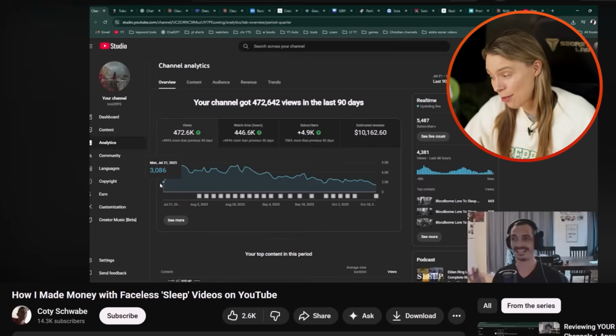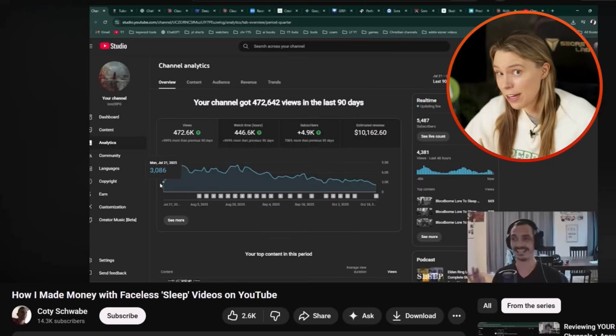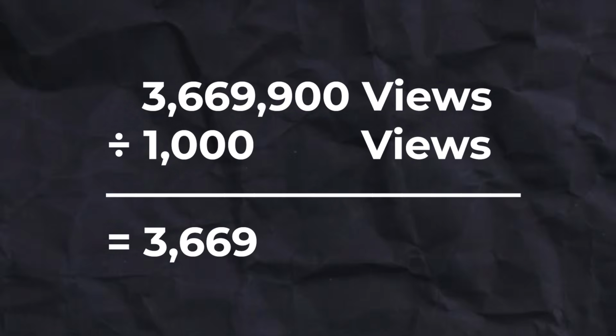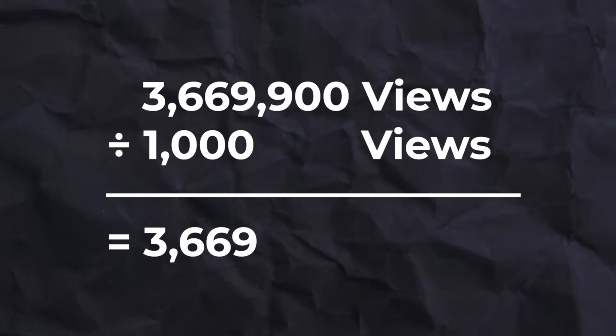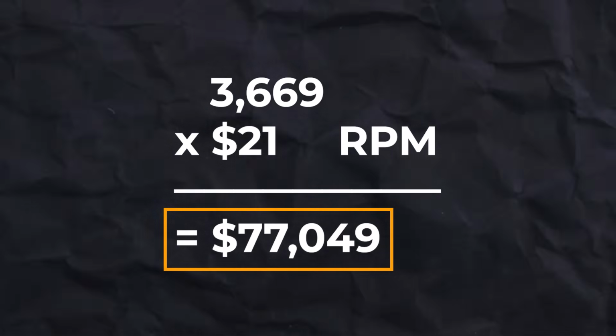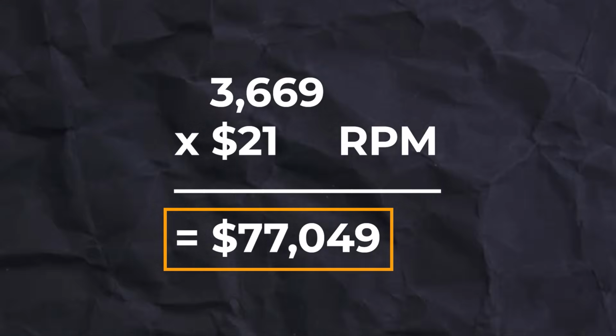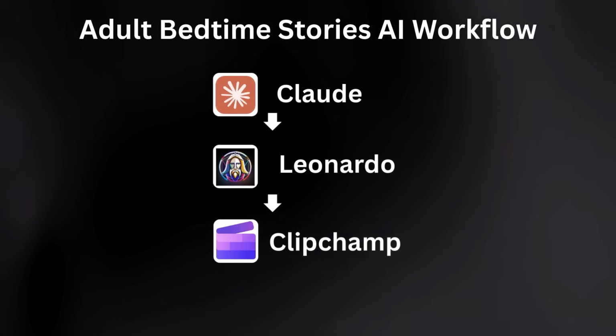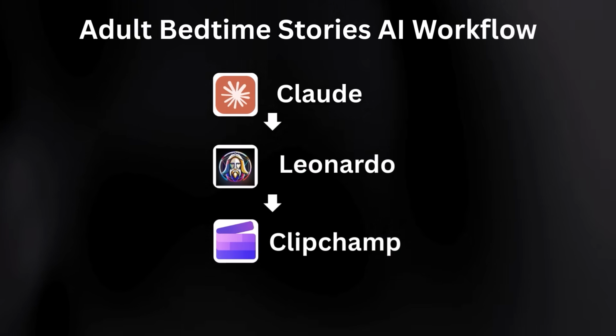I found an adult bedtime story creator who shared how much his 2-hour videos made him. And he revealed that YouTube has paid him over $10,000 for 472,000 views. Which means, if you do the math, for every 1,000 views he's getting, YouTube is paying him about $21. So then, if they were to have a similar RPM, with 3.6 million monthly views, at a $21 RPM, we can estimate that this would earn $77,000 per month. Wow.